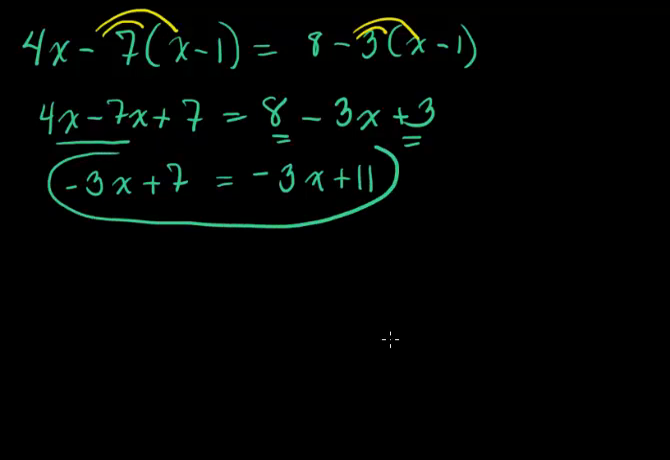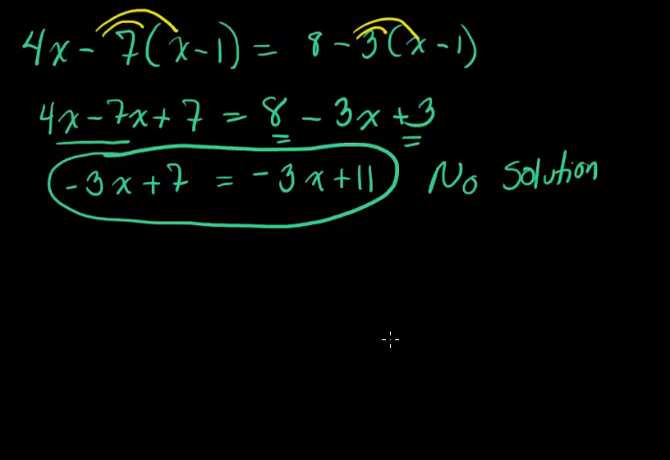All right, so right here, we can see that this is going to be no solution. Why? Because negative 3x plus 7 is not going to equal negative 3x plus 11. You could go ahead and subtract 7 on both sides. This will cancel out, and when I do that, I get negative 3x equals negative 3x plus 4. Again, this is just not going to work out.